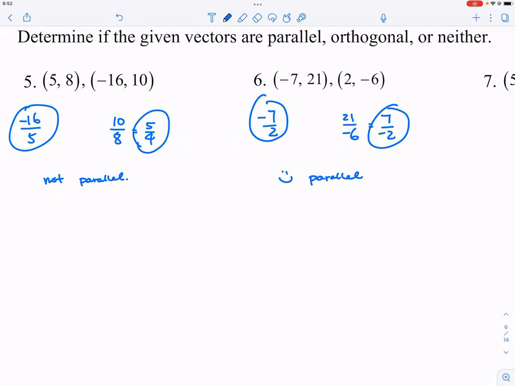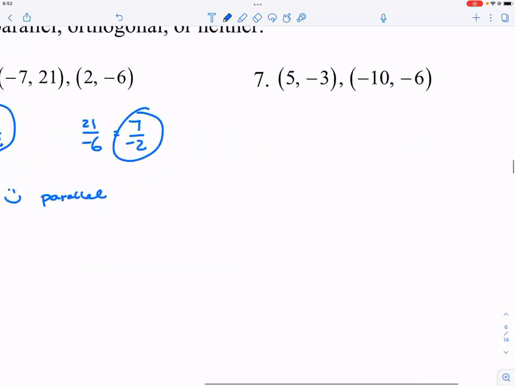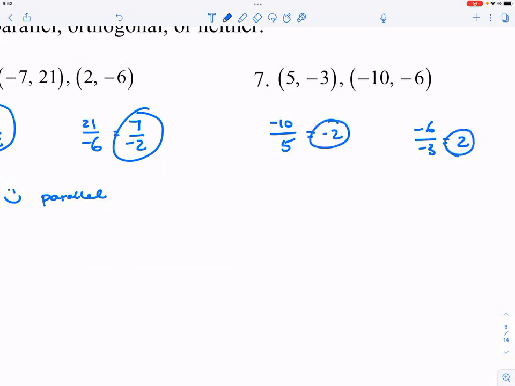No, they're not. They have to be at the same ratio. They must share the same ratio. And for the third one here, I like to put the big number over the small number, like negative 10 over 5, which is negative 2. And negative 6 over negative 3 is positive 2. So these two numbers are not the same, so they are not parallel.